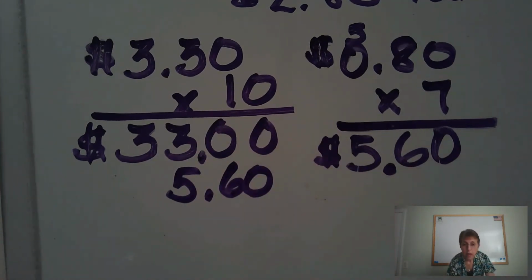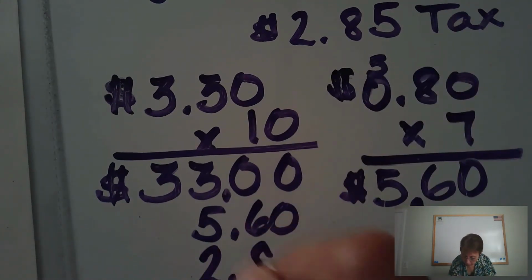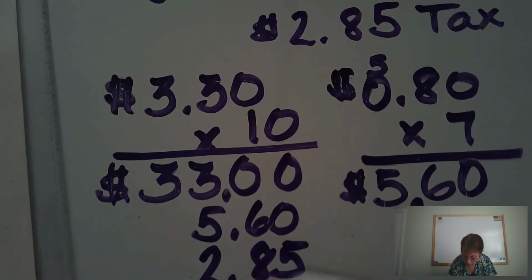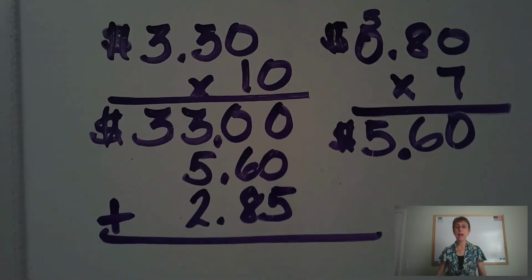And don't forget, we had that tax of $2.85 that we need to add on. Remember that you need to pay tax. That's like adding on the cost of another item. When you have tax, you have to add that on. It's something that you must pay.